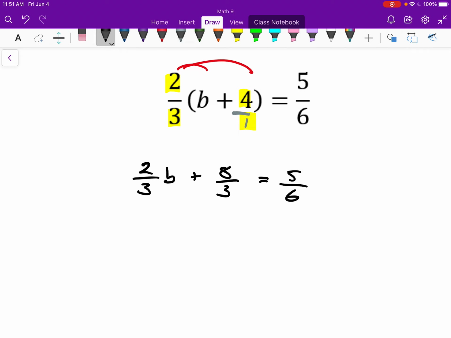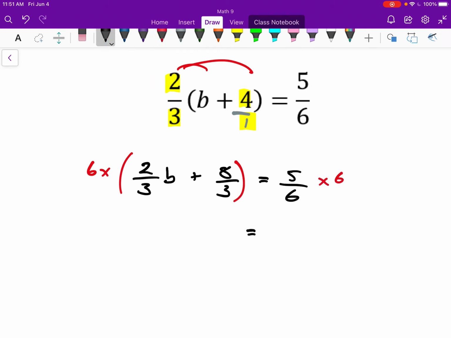OK. So now I have some denominators here. I'd like to get rid of these denominators. And we saw before, if I just multiply everything by the lowest common denominator, I can cancel out these denominators right away. And so the lowest common denominator of 3 and 6 is 6. So I'm going to multiply both sides by 6.